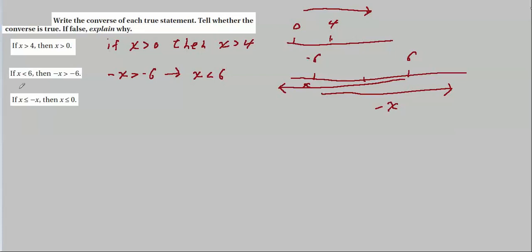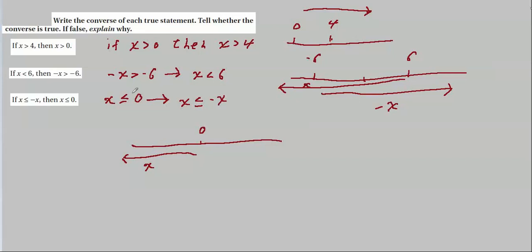What about this? Well, the converse would be x less than or equal to 0 implies x is less than or equal to minus x. Once again, we can draw ourselves a diagram. Here's the number line. Here is the new hypothesis, because we're working with the converse now. x is less than or equal to 0. x is way off to the left here.